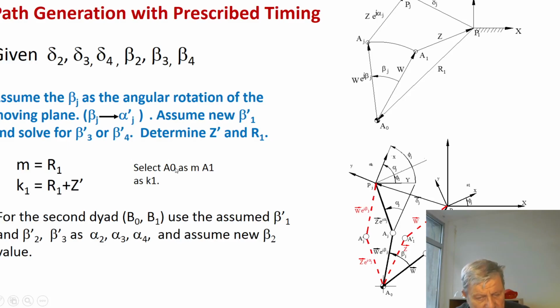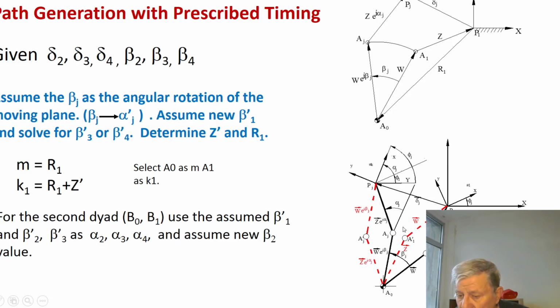Select a0 as m, a1 as k1. Okay? That's it. For the second dyad, now this is important. For the second dyad, notice it is not the crank angles that we have assumed as the link, the angle of AP or AA0.